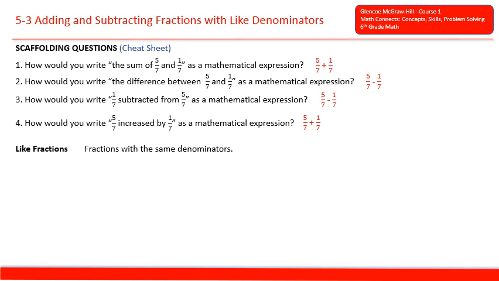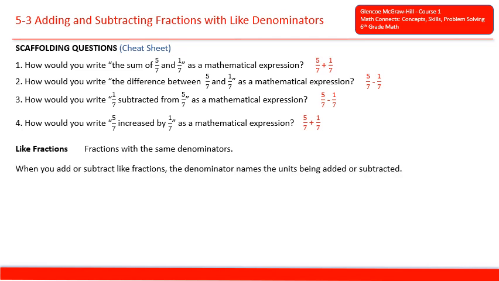Like fractions are fractions with the same denominator. So everything we've seen so far in this lesson, the denominators are the same, so they're like. When you add or subtract like fractions, the denominator names the units being added or subtracted. 4/18 plus 3/18 equals 7/18.